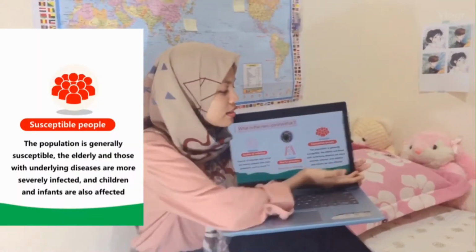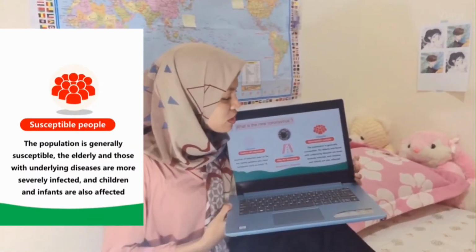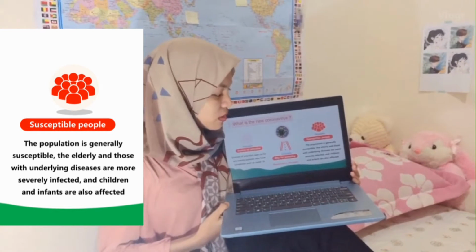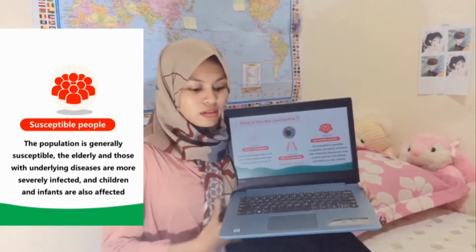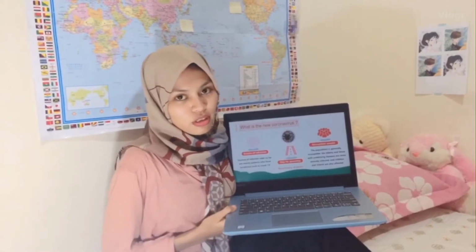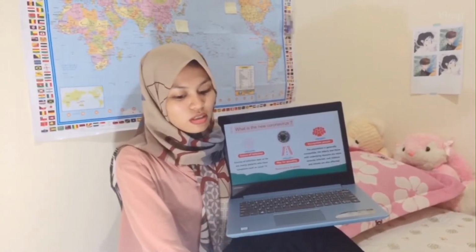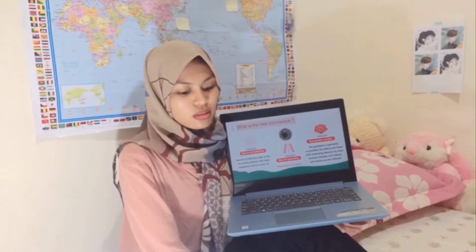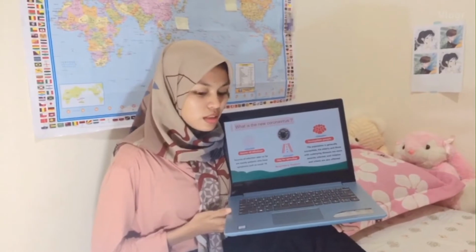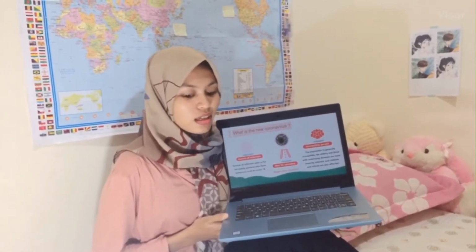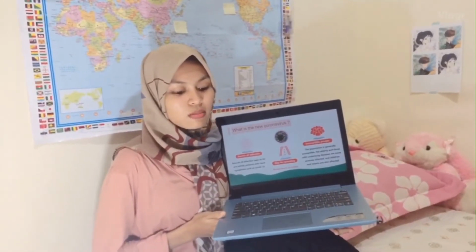Next, susceptible people. The population that is generally susceptible is elderly people. Why are older people more susceptible to coronavirus exposure? Because as we get older, the body experiences various declines due to the aging process, starting from decreased hormone production, skin elasticity, muscle mass, bone density, to the strength and function of body organs.